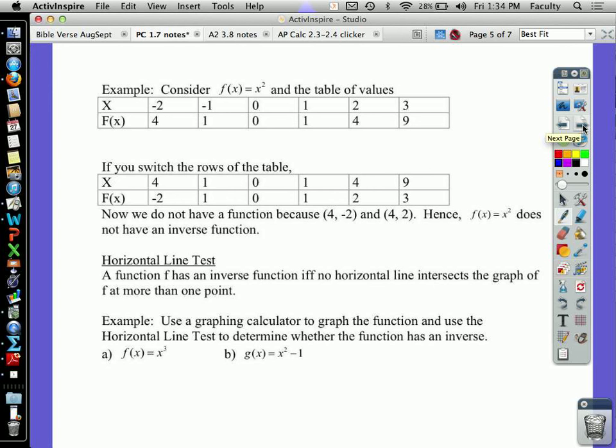I created a table. And then what I did is I switched, and sorry, there's a little typo, if you guys can fix it if it's still not fixed on yours. I just switched the x and the y rows. So now the inverse is not a function because at x is 4, I have 2 different y values. And at x is 1, I have 2 different y values. So that inverse is not a function.